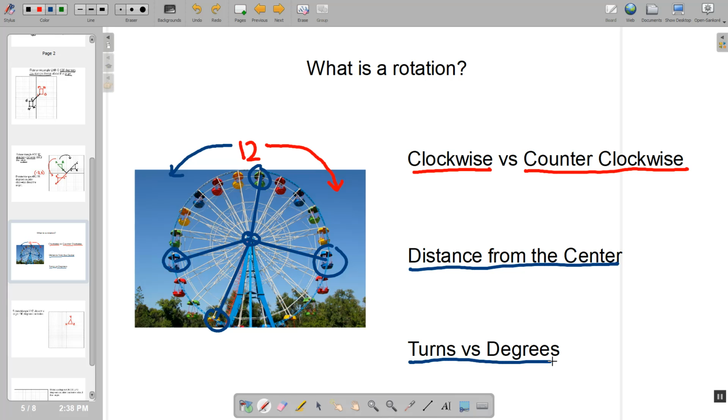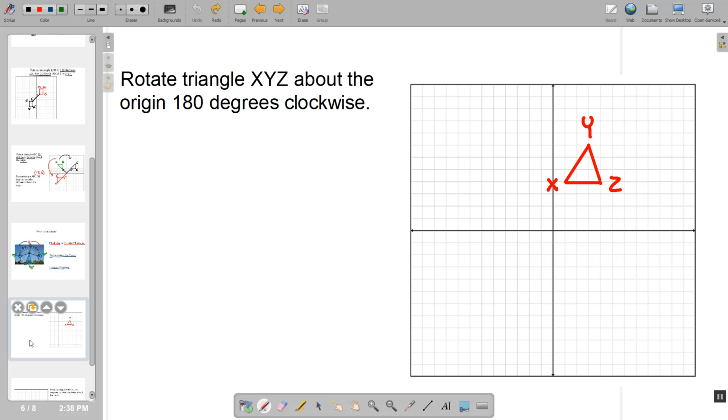Then, we're frequently going to be thinking about number of turns. A full circle is 360 degrees, so that makes each individual turn 90 degrees separate. So 1 turn is 90, 2 turns is 180, 3 turns is 270, 4 turns is 360, getting you back to where you started.